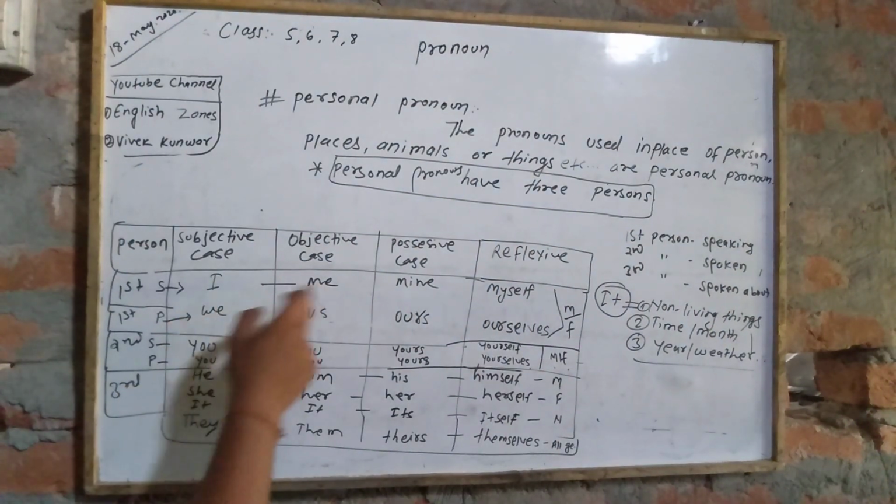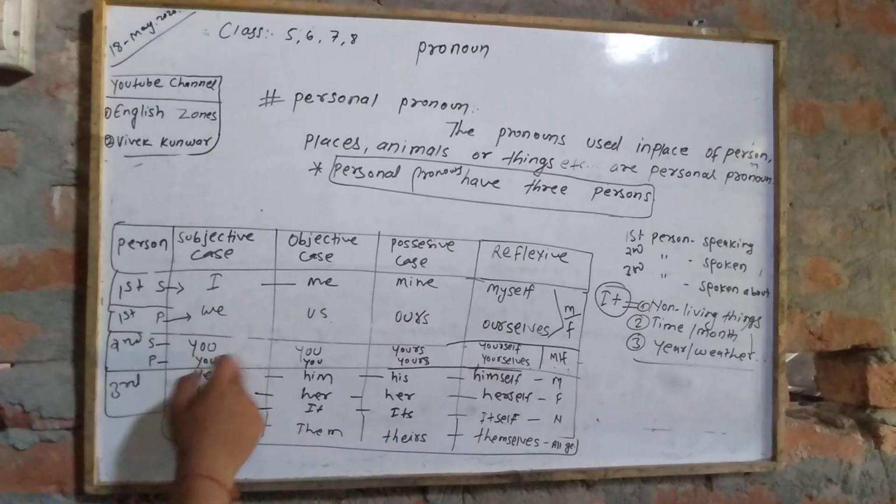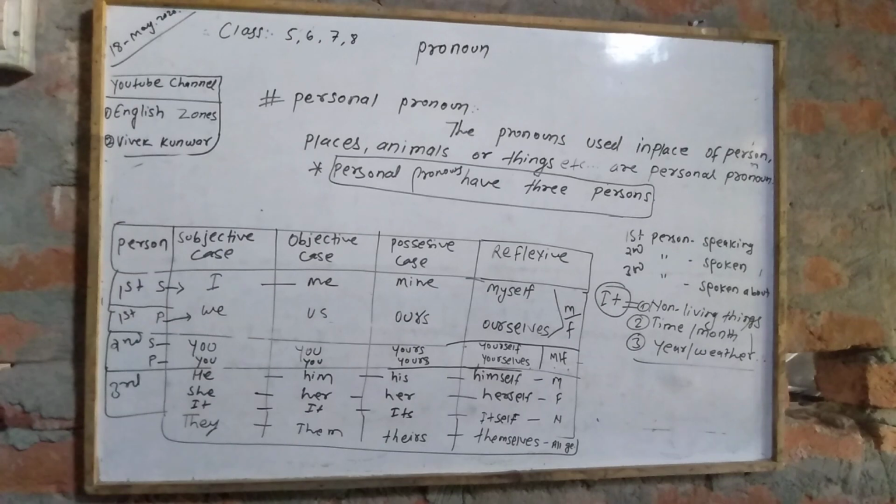First person: I, me, we, us, you, he, him, she, her, it, like that. Okay, now copy it.